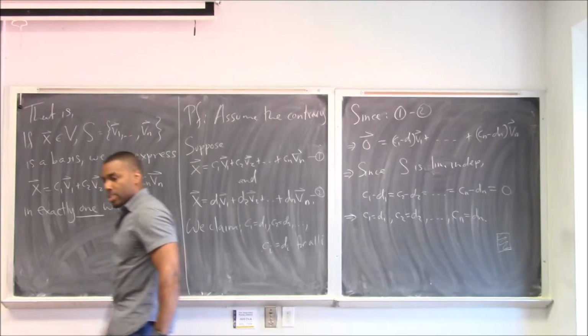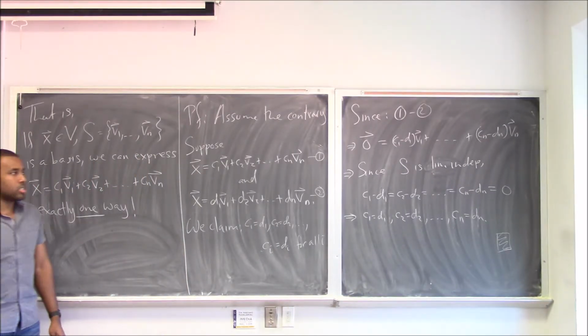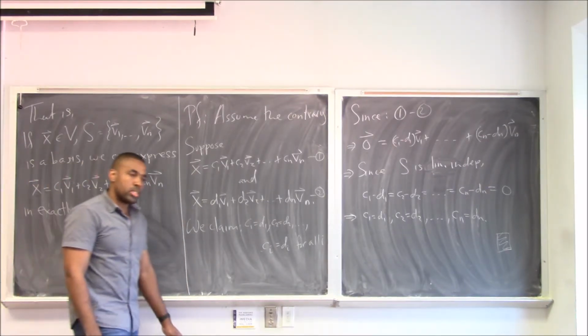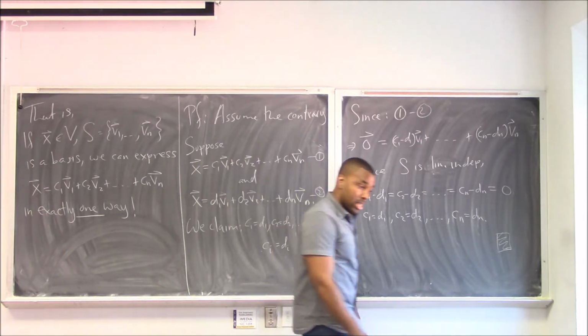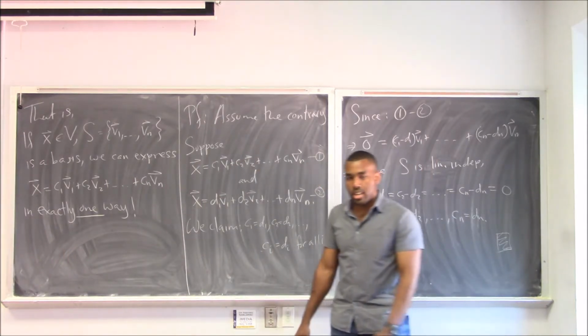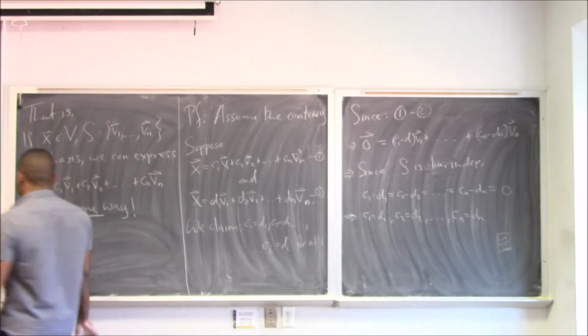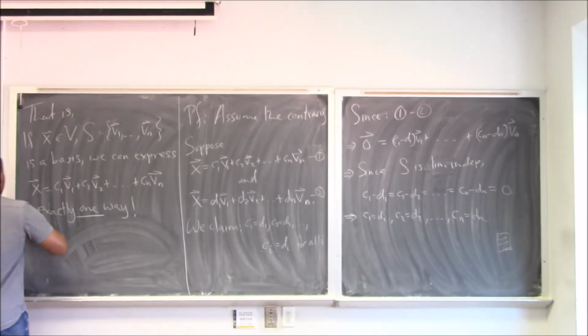Basically what this means, if I take an ordered basis, the coordinates used to represent any vector according to that basis is unique. Now that is super useful.